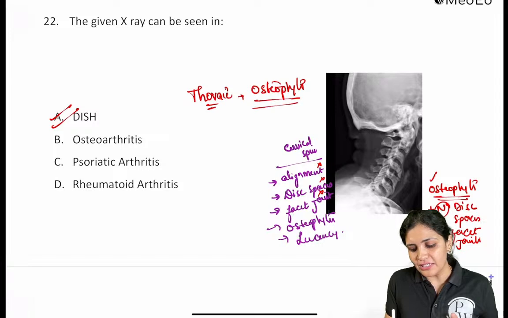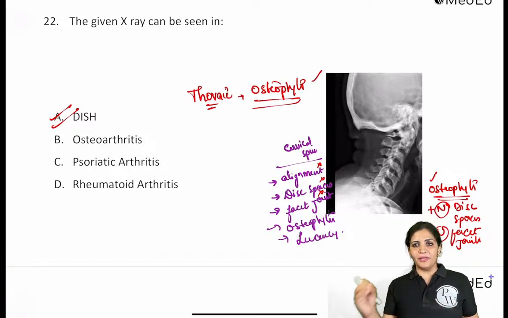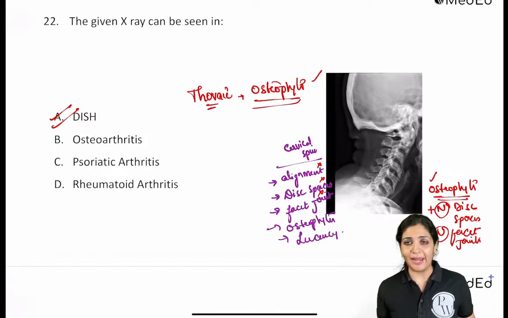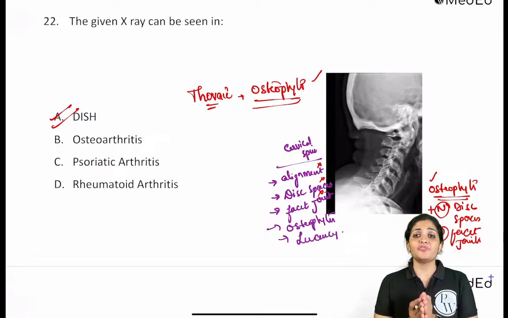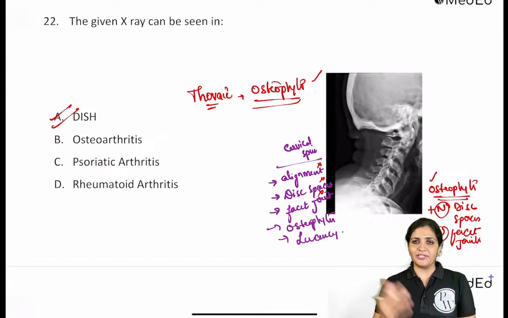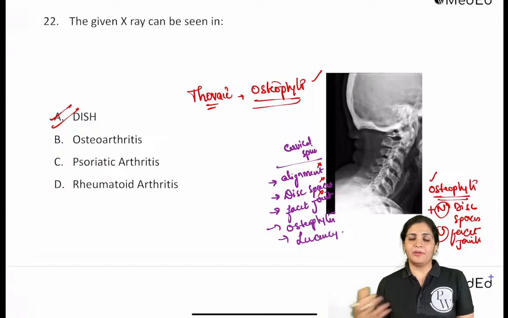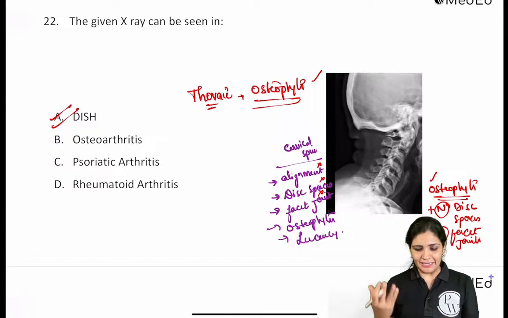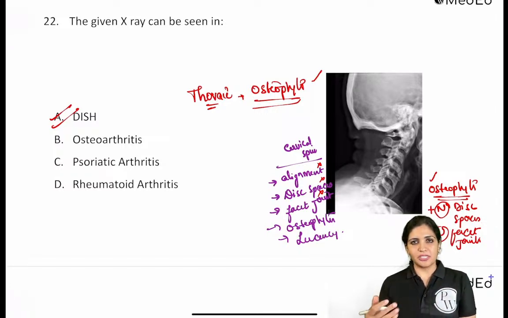So there are osteophytes which are continuous, with normal disc spaces, normal facet joints, and everything else normal except for the osteophytes, and they are trying to produce a typical picture of increased calcification, which is nothing but your spinal hyperostosis. Because it is diffuse and idiopathic, hence the name DISH has been given to it.